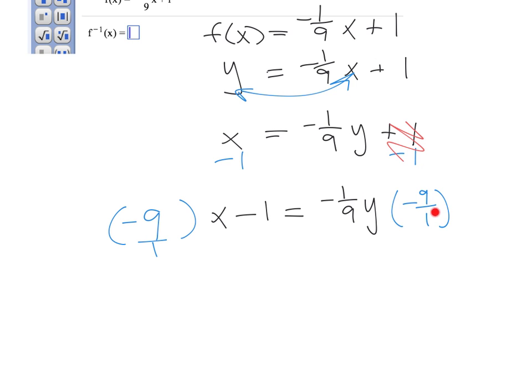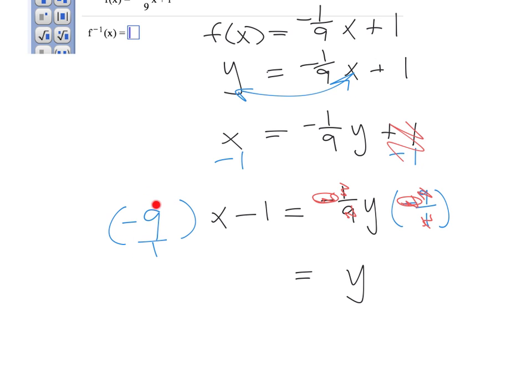Now, the reason I was really deliberate and strategic about that is this 9 cancels with this 9, this 1 cancels with this 1, and a negative times a negative makes it a positive. So basically, it ends up being y. So that's why I was very deliberate about multiplying by negative 9 over 1.